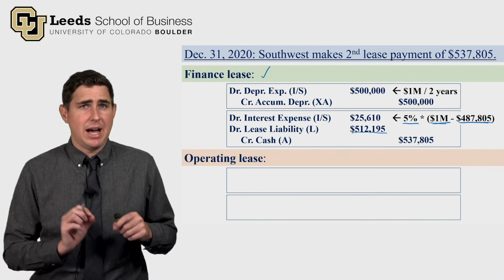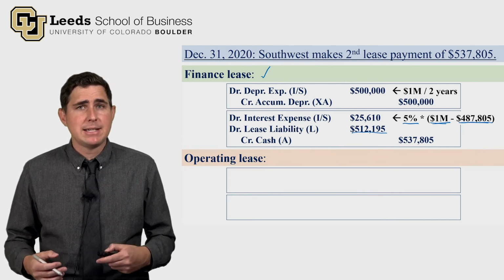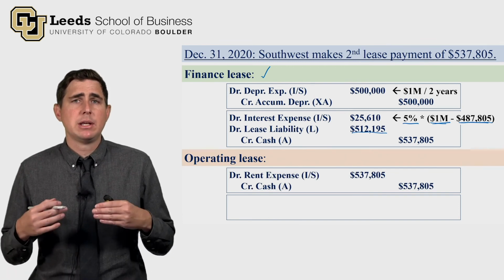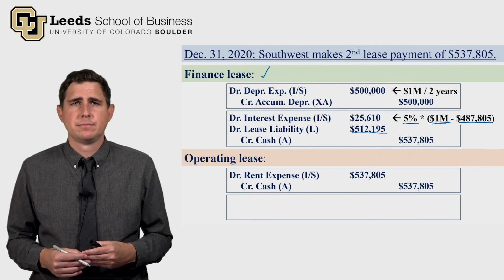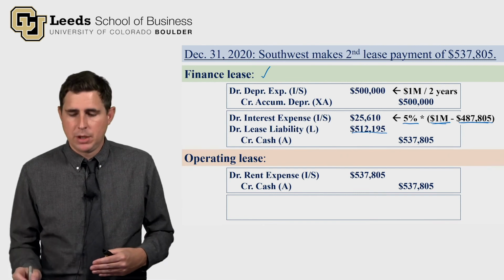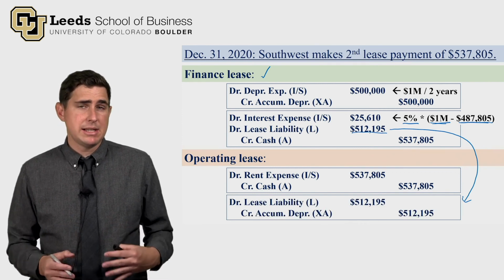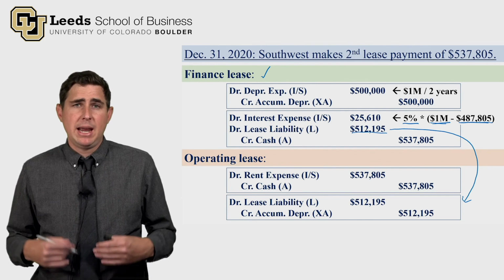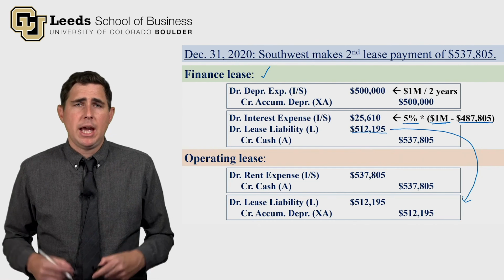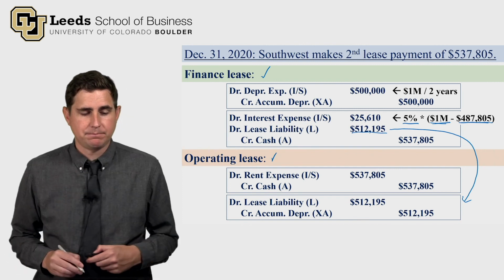Okay, now let's end this operating lease. So if this were an operating lease, what would we do? Well, remember the first part is recognizing that straight line expense. Debit rent expense and credit cash for the amount of the lease payment, $537,805. The second part, remember, we need to remove the asset and liability. They need to go to zero. So we're going to take that number down here again. And we're going to finish amortizing the lease liability with a debit to zero and amortizing the asset by crediting the accumulated depreciation account to zero. And so now we've finished the operating lease and now we're all done with this example.